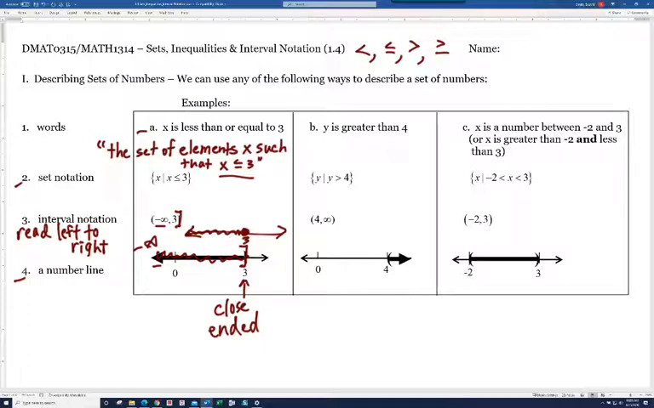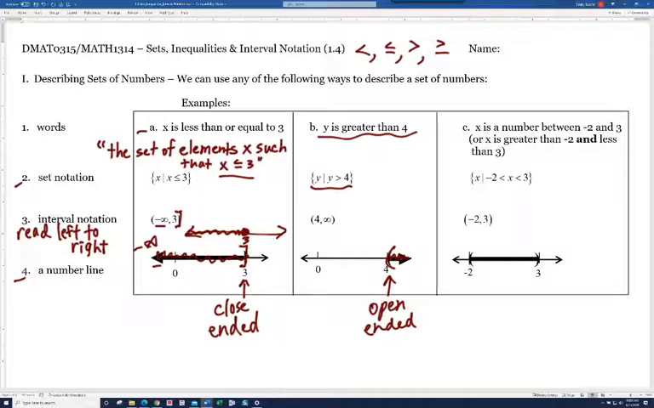All right, let's look at B. y is greater than 4. Of course, that's how we would read this. We can write it in words, or we can write it using set notation. Now, y is greater than 4 is this graph here. Notice we're using a parenthesis. This is what we call open-ended, which means the 4 is not part of the set. Basically, the numbers start right after the number 4. So that's a picture of the numbers that are greater than 4.